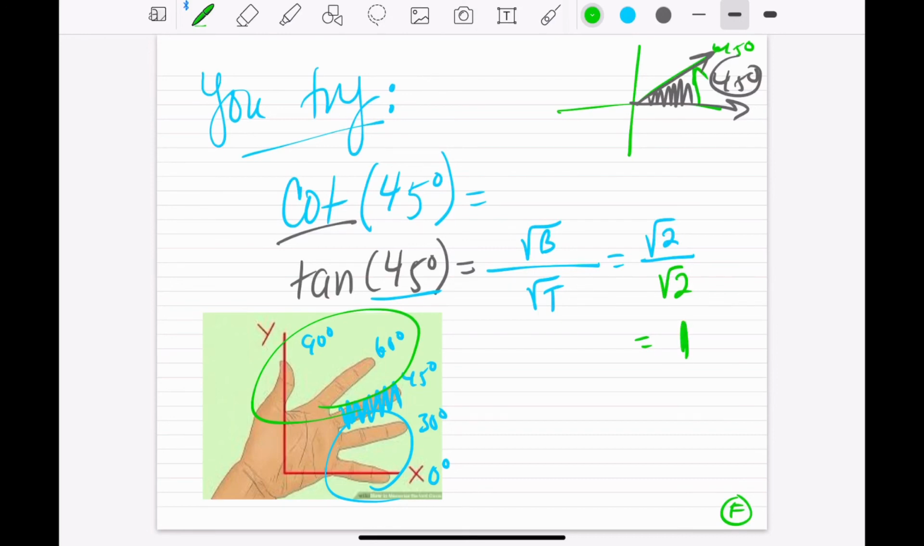Don't forget, we have to find our sign, if it's positive or negative. The 45 degrees landed in the first quadrant. And if you remember your acronym, all students take calculus. All 6 trig functions are positive in the first quadrant. So your final answer is +1.